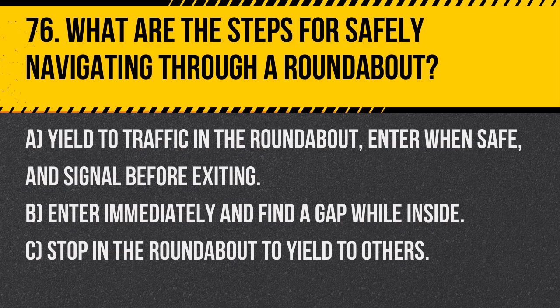Question 76. What are the steps for safely navigating through a roundabout? A. Yield to traffic in the roundabout. Enter when safe and signal before exiting. B. Enter immediately and find a gap while inside. C. Stop in the roundabout to yield to others.